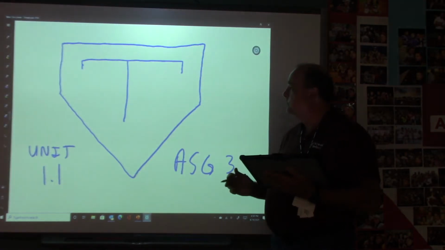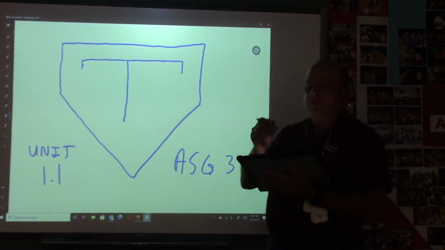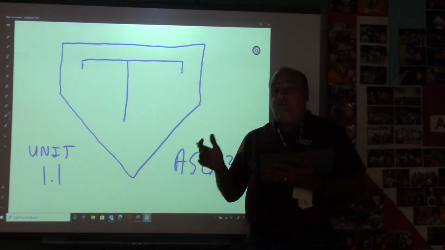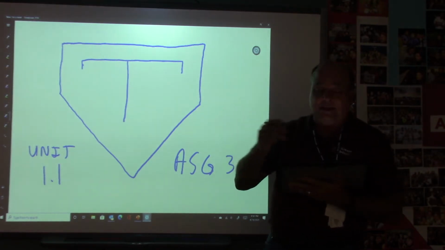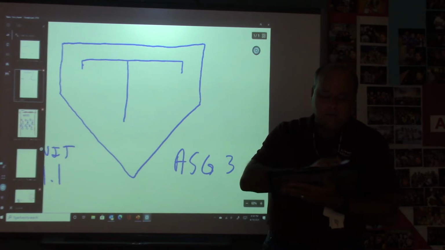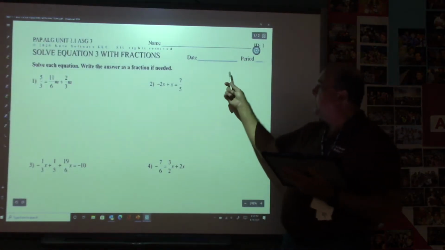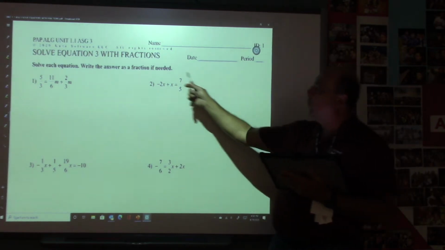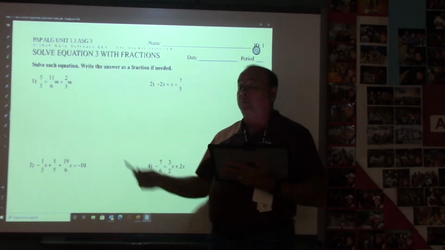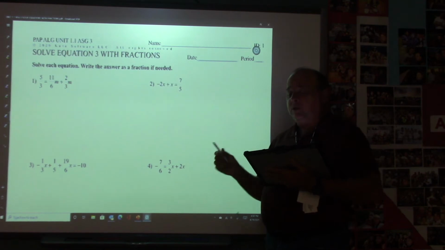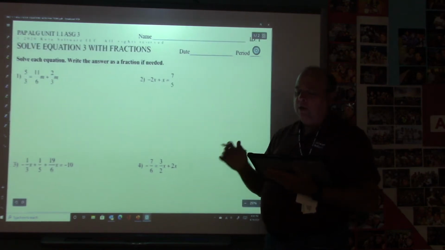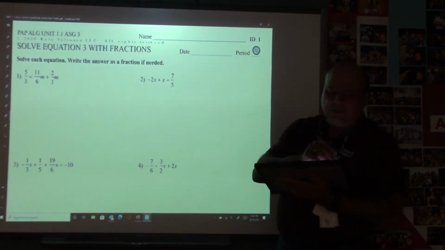Let me pull this up. So Unit 1.1, Assignment 3. Hopefully you have this printed if you're virtual. It's in the module for today. I'm going to go to this assignment. Remember, we're going to take notes on the right, and then we're going to do 4 of the problems. Pretty simple stuff. To do this, remember the 4 steps.